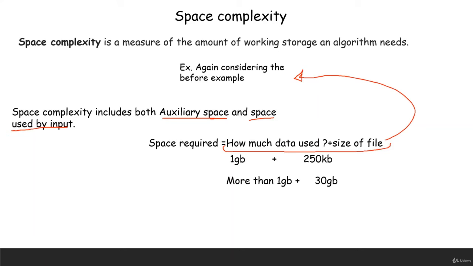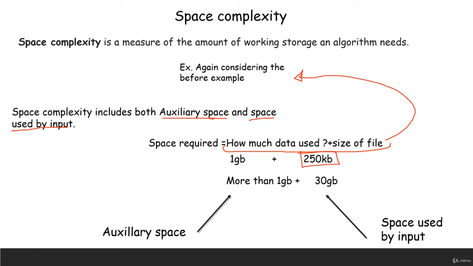So what actually helps here is, when the file size was 250 KB, how much data was used? It might be less than or equal to 1 GB, but it would not be more than 1 GB, because the size of the file is very small. It is just 250 KB, so it could be downloaded within 1 GB. But when it comes to 30 GB, more than 1 GB was required. So have a look at this 1 GB and more than 1 GB; you could consider it as auxiliary space. And the other one, 250 KB and 30 GB, could be considered as the space used by input.